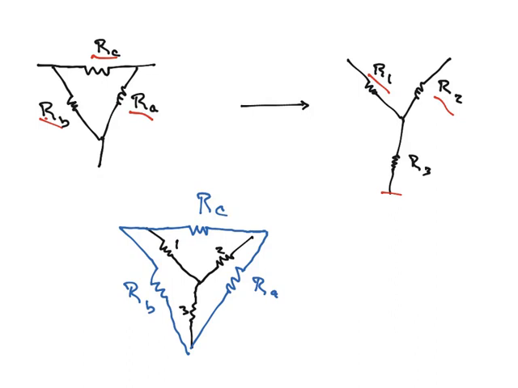A is kind of connected with, not connected to, but kind of associated with resistor 1. B is with resistor 2, and C is with resistor 3. And they're opposite of each other. Like when you have a right triangle, we say theta is here, and the side opposite to the angle is the opposite side. Same thing here.